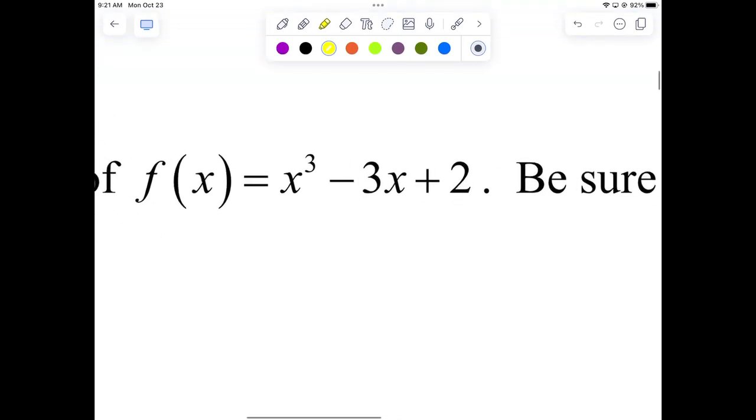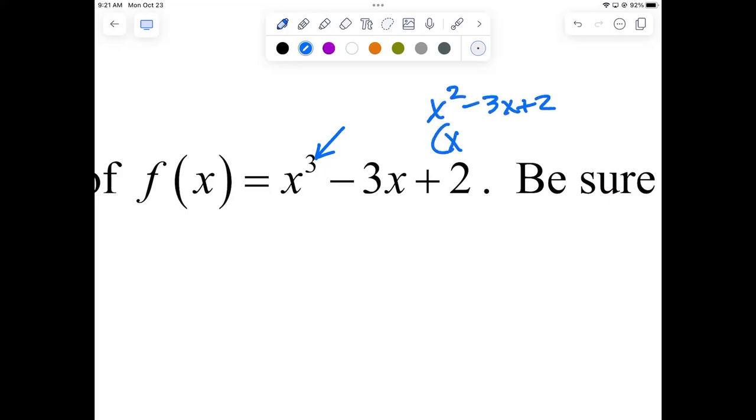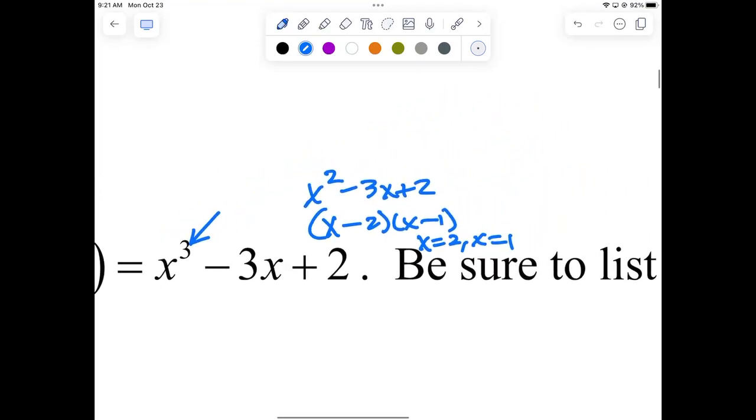Does this thing factor, first of all? Does it factor into something like we're used to, like double bubble? Why not? It's x cubed. If this were just x squared minus 3x plus 2, I know that it would factor into x minus 2, x minus 1, and my solutions would be x equals 2 and x equals 1. Well, let's look at that. Are x equals 2 and x equals 1 rational solutions?